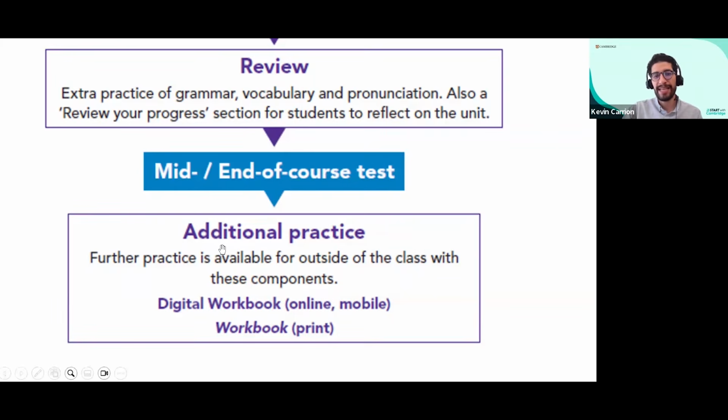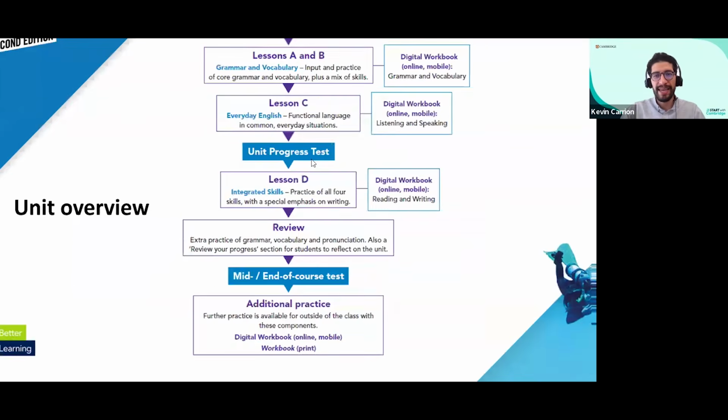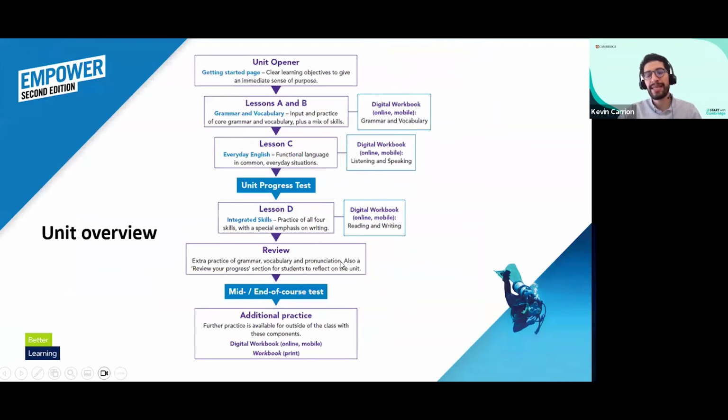And this last part is just regarding additional practice. Okay, so involving the digital workbook, the print version of the workbook, and some of the worksheets we have available in Cambridge One. All right, so this is a quick unit overview, as we said, of how you might be using this series of Empower Second Edition and American Empower Second Edition.